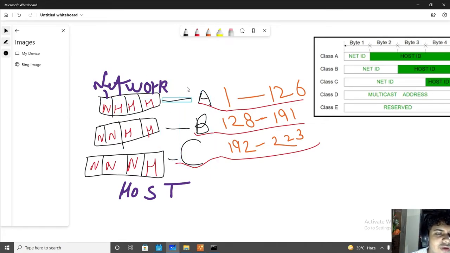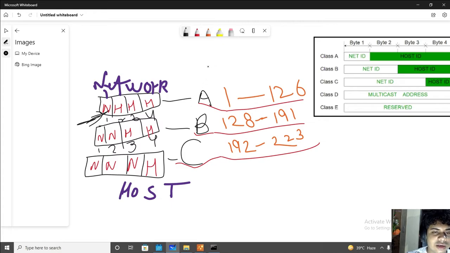So first you have to learn about class A. In class A, you can see that here, this is your network ID. This octet is reserved for your network, as I mentioned first. So these are all your 4 octets: 1, 2, 3 and 4. So this is your class A.